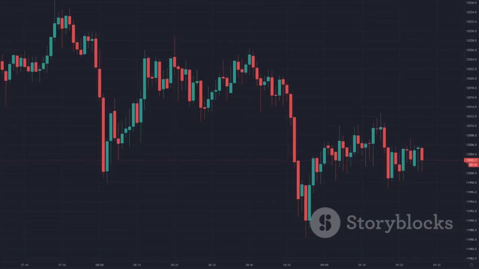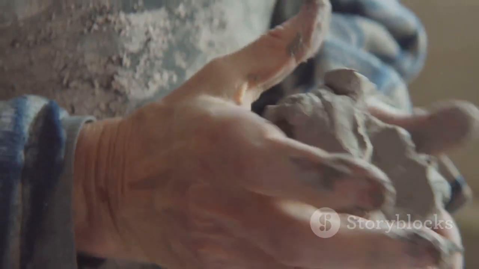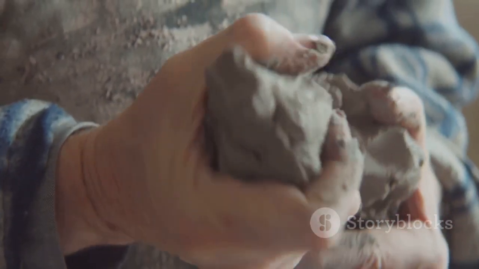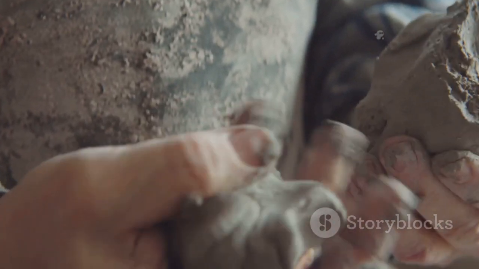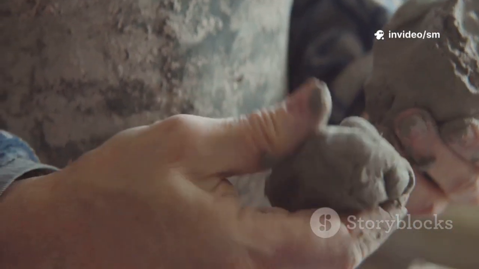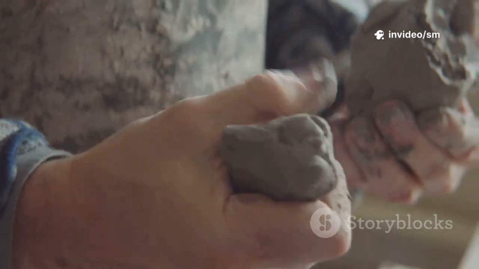Wait for confirmation, a bounce or reversal pattern, before entering, to avoid catching a falling knife. Patience pays off. Let the market show its hand before you commit your capital. At resistance, look for signs of weakness before selling. This could be a failed breakout, a bearish candlestick pattern, or a sudden drop in volume. These clues help you time your exit and lock in profits.